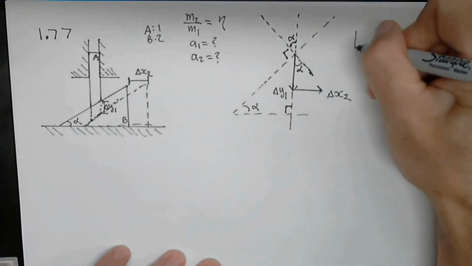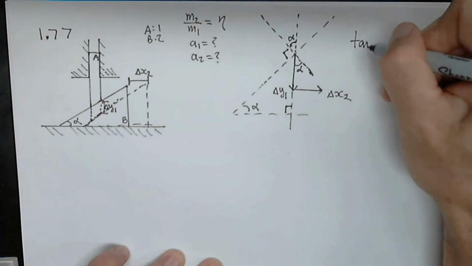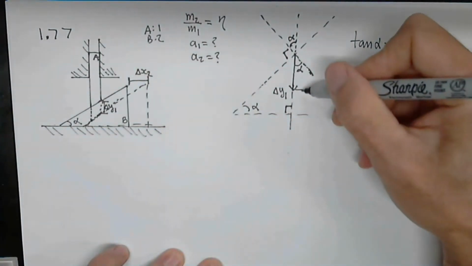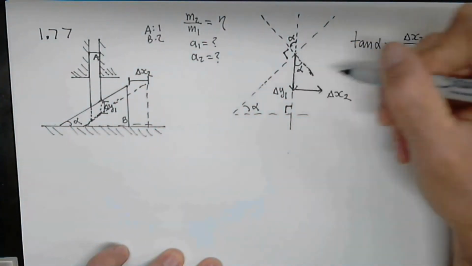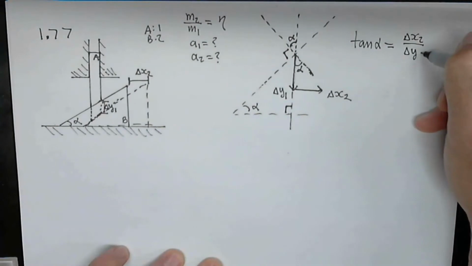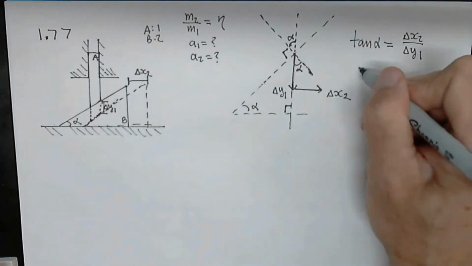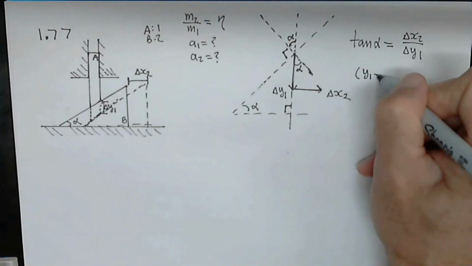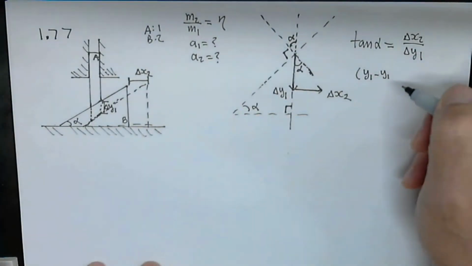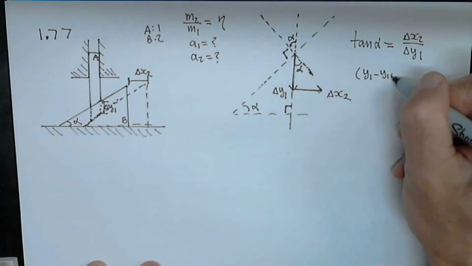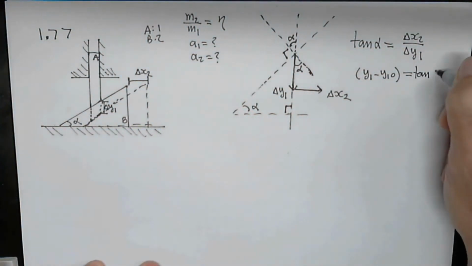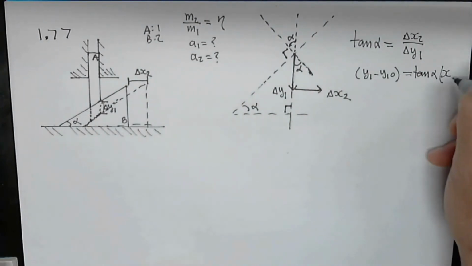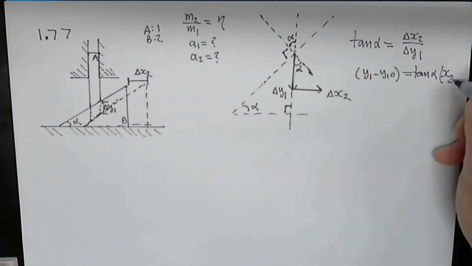So the tangent of alpha is opposite over adjacent. I can write it like this: the y position of the rod minus the initial position of the rod is tangent of alpha times the x position of the wedge minus the initial position of the wedge.